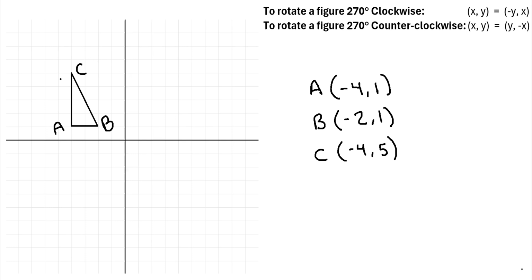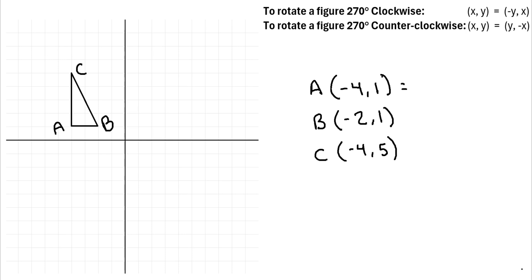So I have this triangle ABC here. I'm going to show first an example of how to rotate it 270 degrees clockwise, and then I'll show an example of how to rotate it 270 degrees counterclockwise. So let's check out the first example. I've written the xy coordinates for the points A, B, and C on this triangle. So if we want to rotate this triangle 270 degrees clockwise, here's the rule we can use. Just change all of the xy coordinates to -y, x.